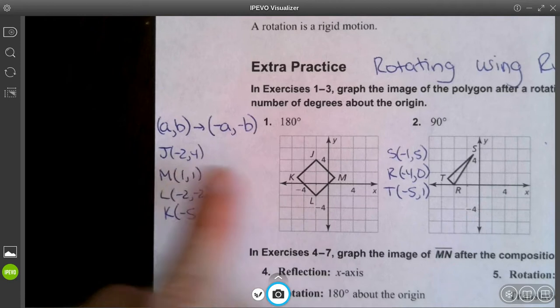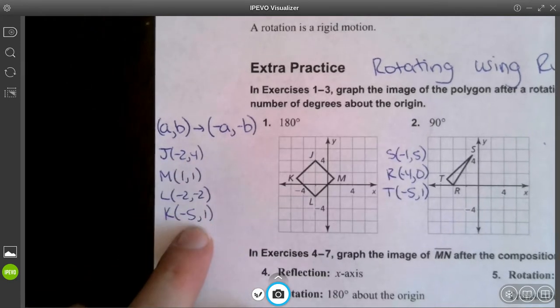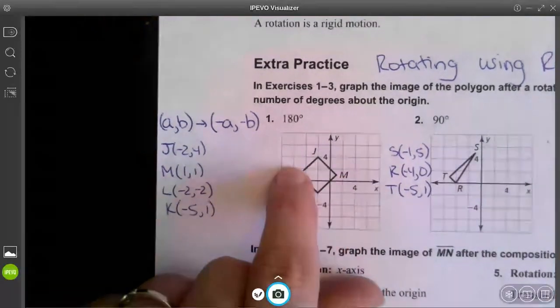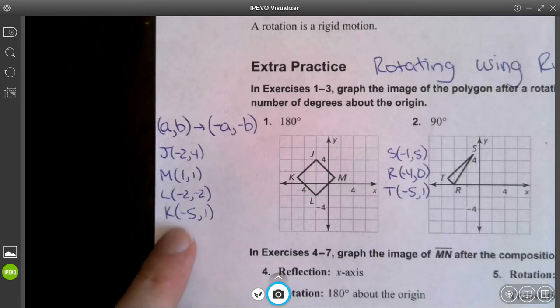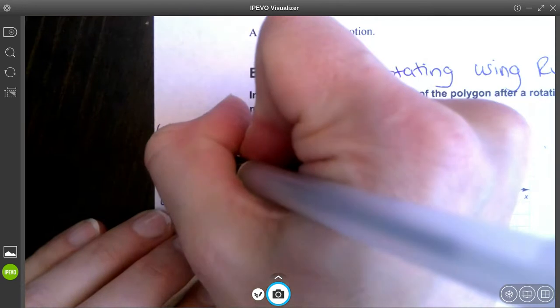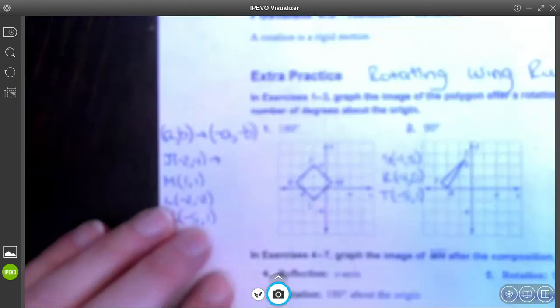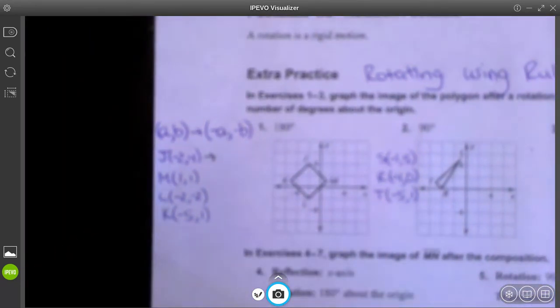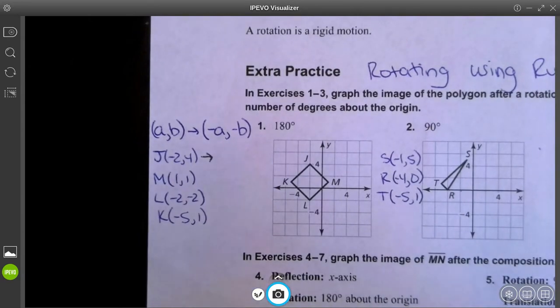So what I did first is I listed the ordered pairs of each point. So you are going to want to pause the video and do that as well. And then we're going to apply the rule to figure out where the new X and Y coordinates of each new point of the image are going to be.